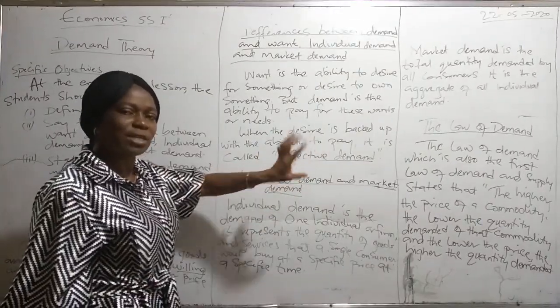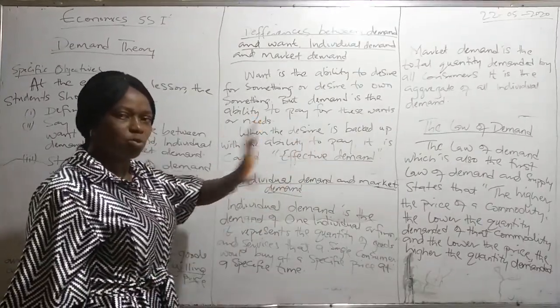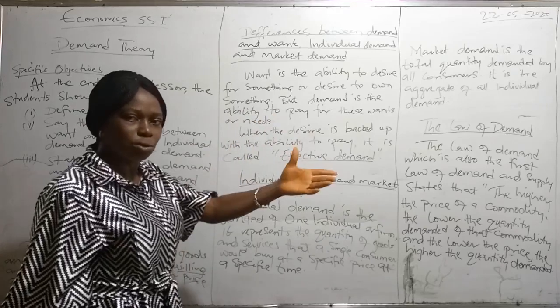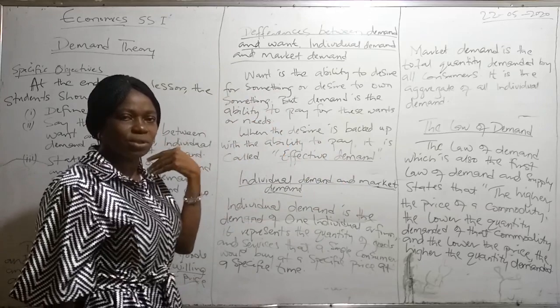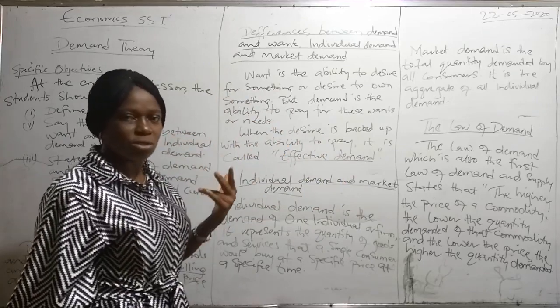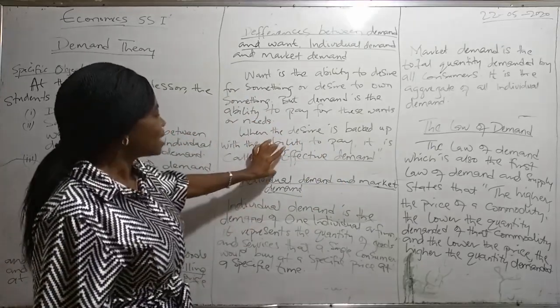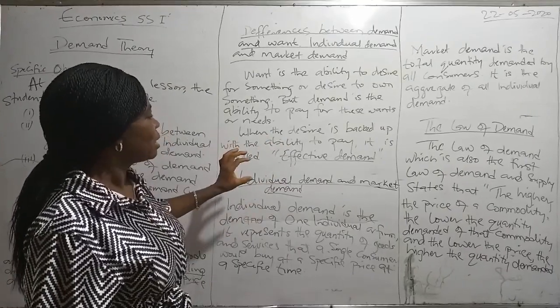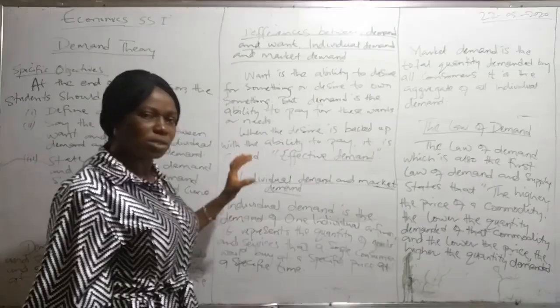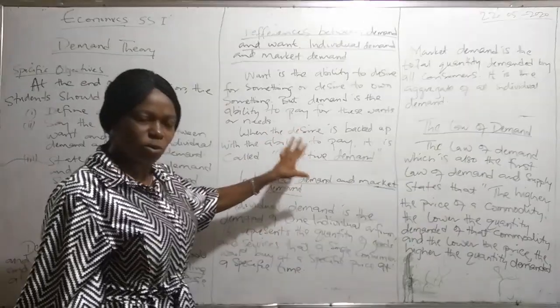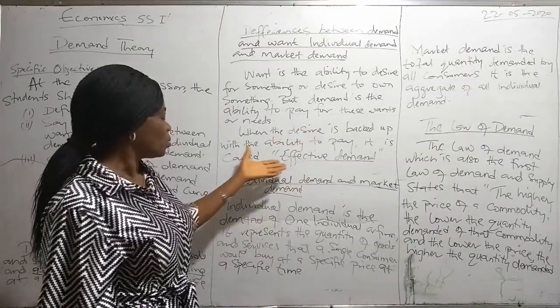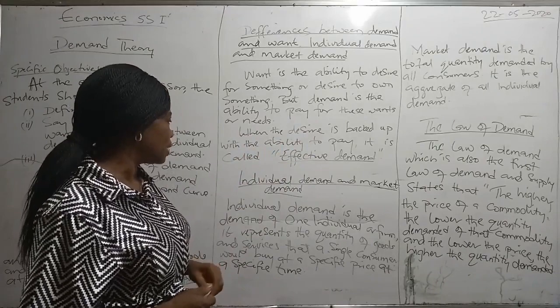Just like we have effective communication. Two-way communication. If I call you, you respond, it is effective. But if I call you and you don't respond, that communication is not effective. So demand is effective when the desire, the want, is backed up with the ability to pay for those things that you desire. We say we have effective demand.